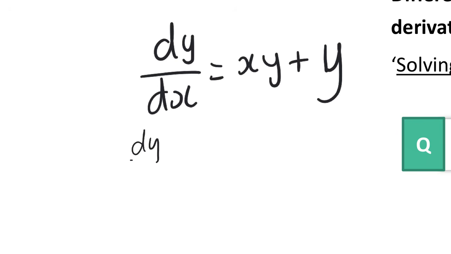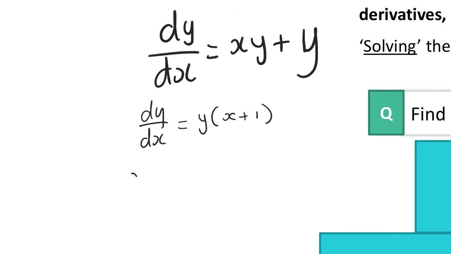I'm going to get dy by dx equals y lots of x plus 1. Okay? So then, I'm going to get dy by dx divided by y equals x plus 1. Okay.